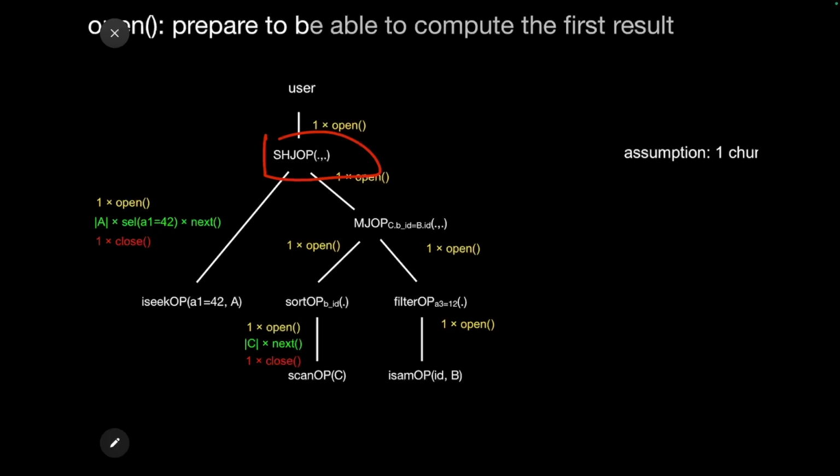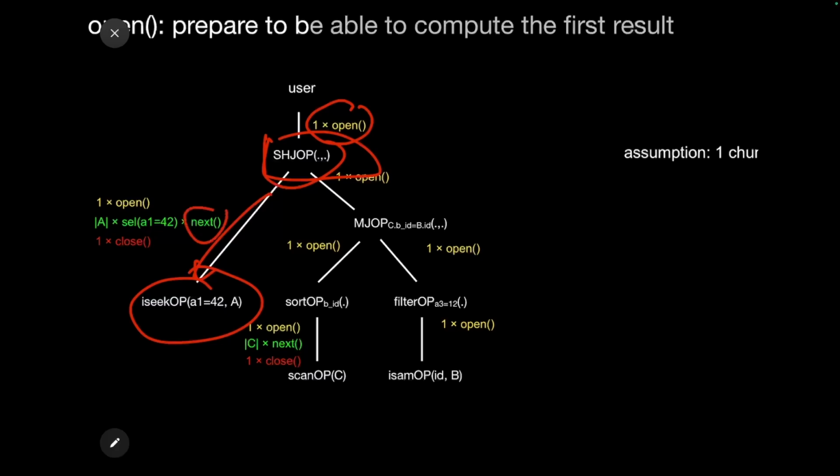But that's one way of implementing it, as shown here. When calling open here, the open will be delegated down here, but then already as part of the open phase, you execute the build phase for the simple hash join. And how do you do that? Well, you have to get all the elements from this operation. How do you do that?